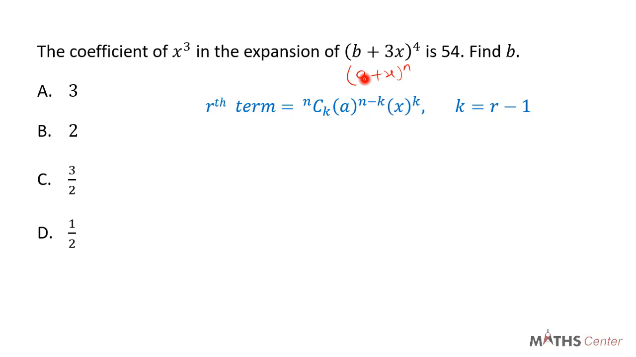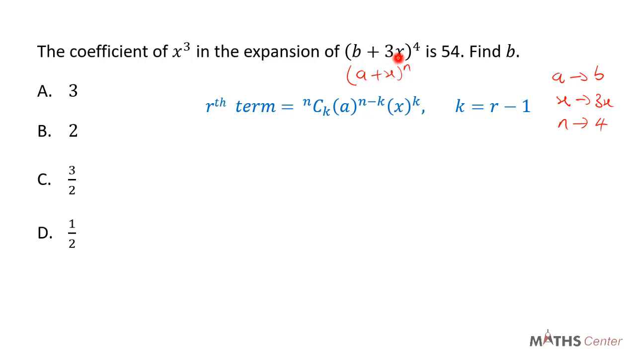Here, if we compare (a + x)^n to (b + 3x)^4, we can see that the first term a is b, the second term x is 3x, and n, which is the exponent on the binomial expression, is 4. So n is 4. In the binomial expression given to us, b is the first term, and 3x is the second term.